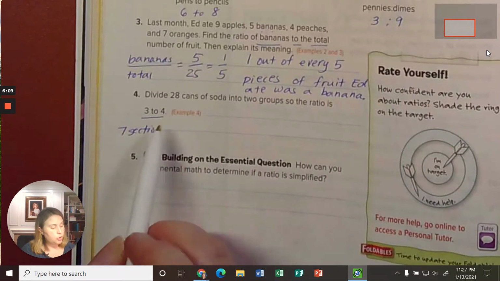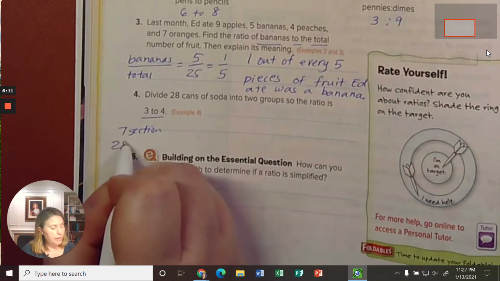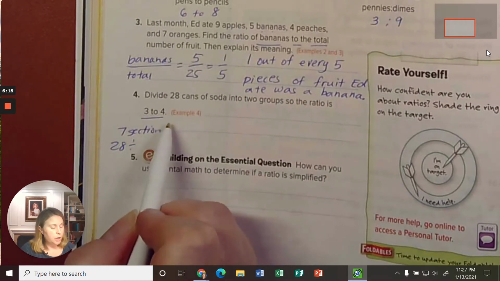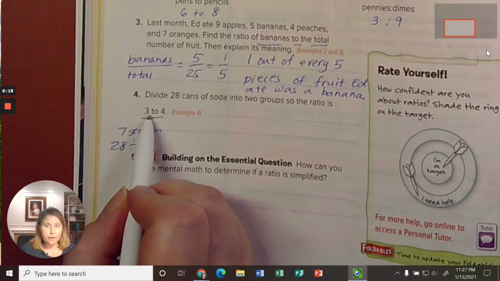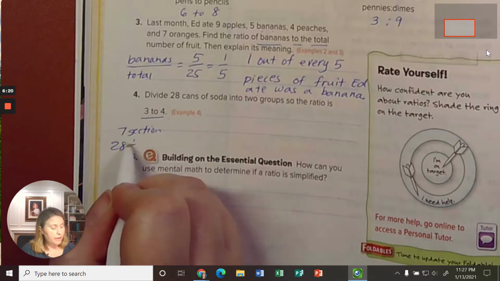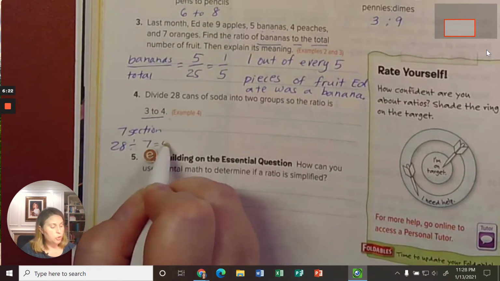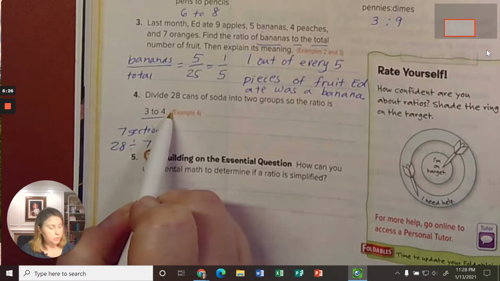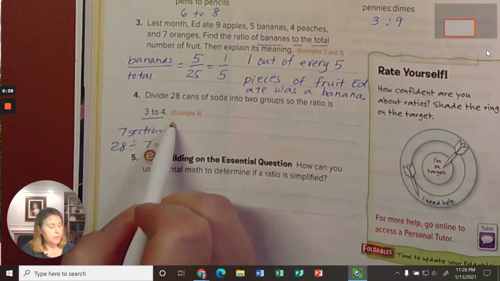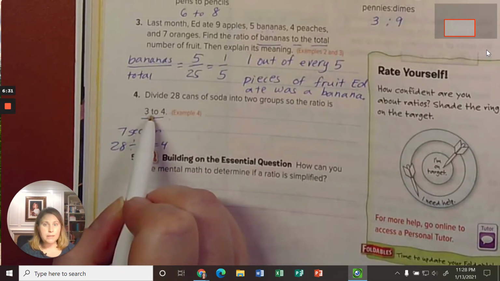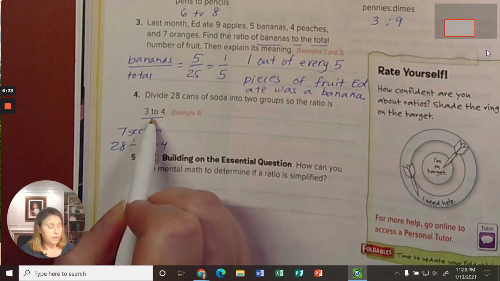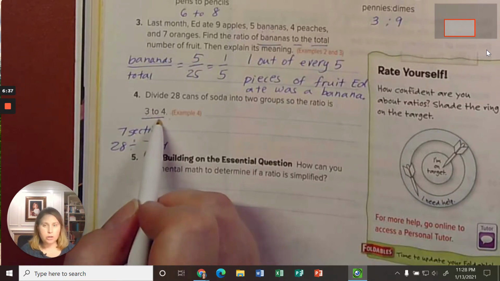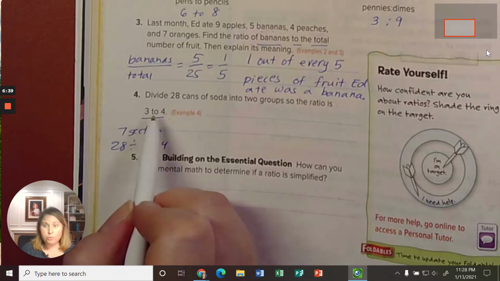Okay, so 28 divided by, we know we want to have 7 different groupings total, so that we can split that up into a 3 to 4 ratio. So 28 divided by 7 equals 4. So there will be 3 groups of 4 and 4 groups of 4. The way that we got that was we knew that we need to set up groups of 3 to 7 ratio. So there are going to be 7 different sections all together, grouped in one group of 3 and one group of 4.